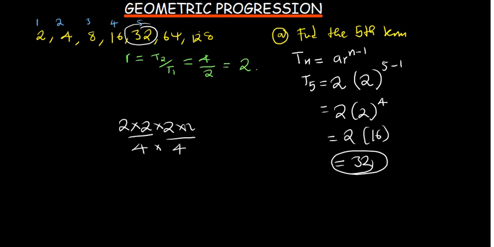So when you are finding the nth term in a geometric progression, you need to know this formula by heart. Nth term is ar to the power n minus 1. That is how you find the nth term of a geometric progression. Are we good with that?